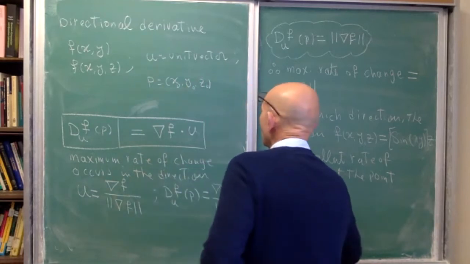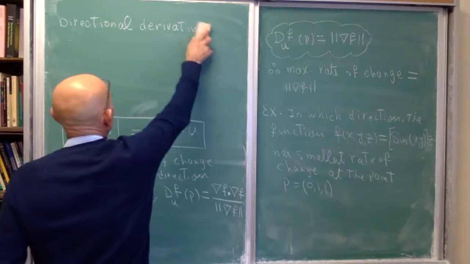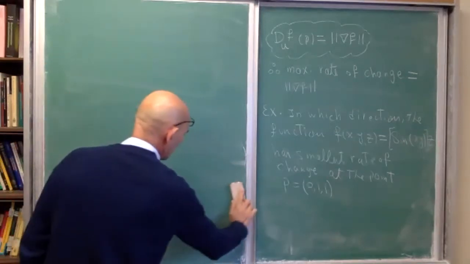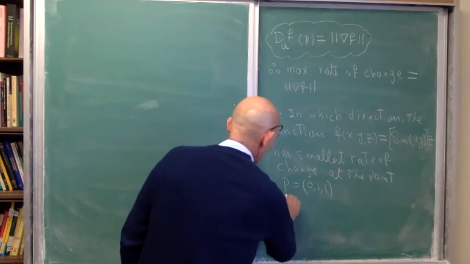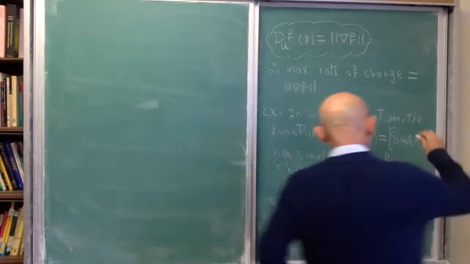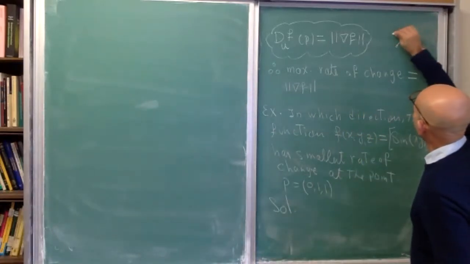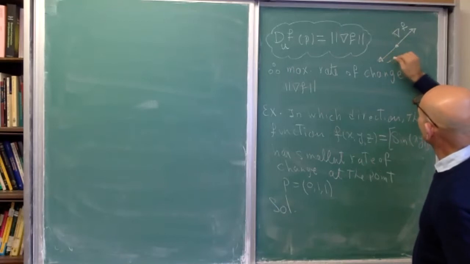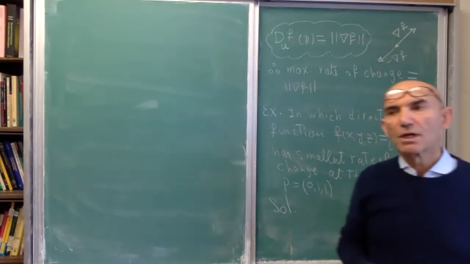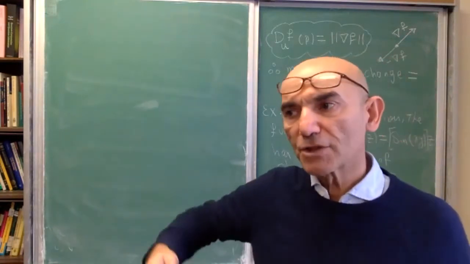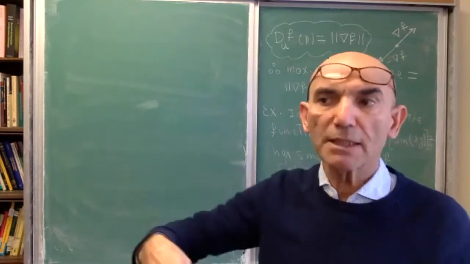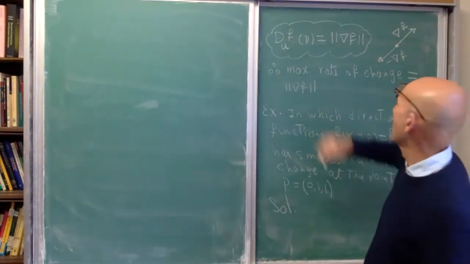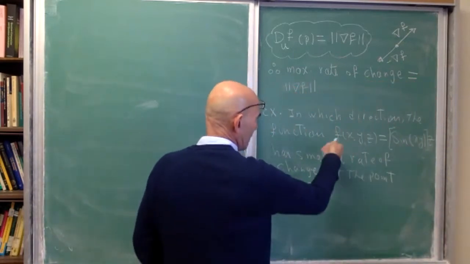Okay, so this question is not asking for maximum rate of change, it's asking for minimum rate of change. But obviously, if in the direction of the gradient you have the maximum rate of change, then in the direction of the negative of the gradient, you have the smallest rate of change. And in fact, the rate of change in the negative direction of the gradient is negative, because if you multiply in that formula, you get a negative of this, okay? So all we have to do is compute the gradient in this problem.